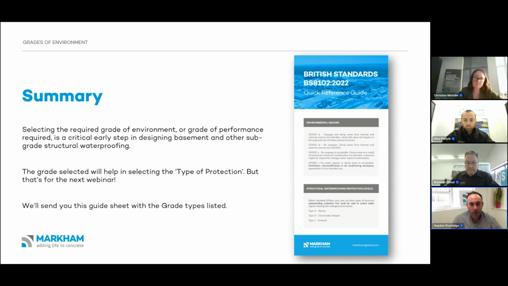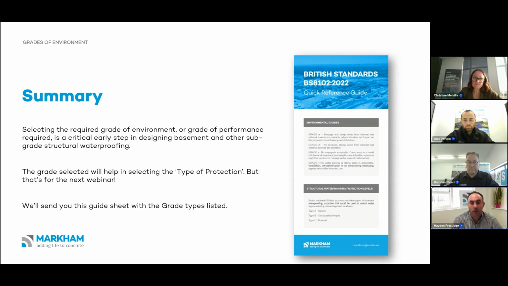So lock in on that, the grade 1, the grades, and then from there we can start looking at how we're going to build it, how we're going to waterproof it to meet that grade. But that little snippet on the screen there, a quick reference guide, we'll send that out to everybody that's been on this call. It's just a little hand guide so you can reference and tie that across your projects.